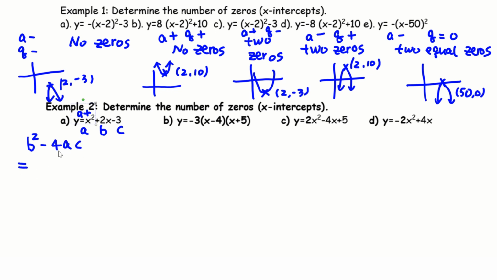If this one is positive, 2 zeros. So 2 squared minus 4 times 1 times negative 3, then you will have 4 minus minus becomes positive. So you have 16. Then it means you will have plus minus square root 16, you will have 2 zeros.